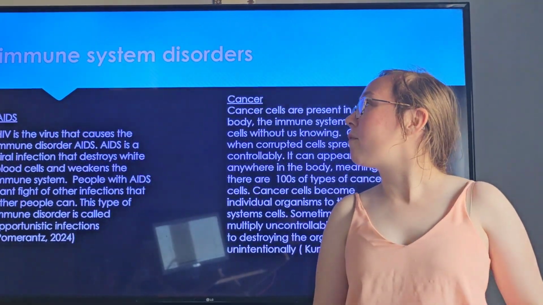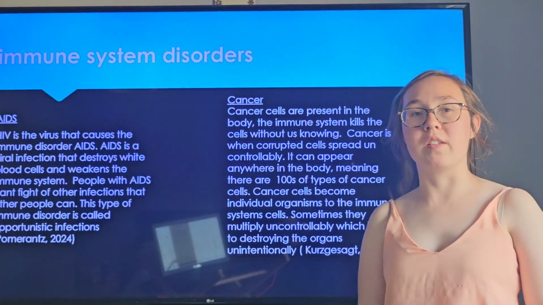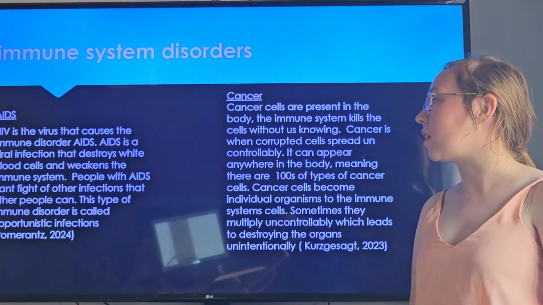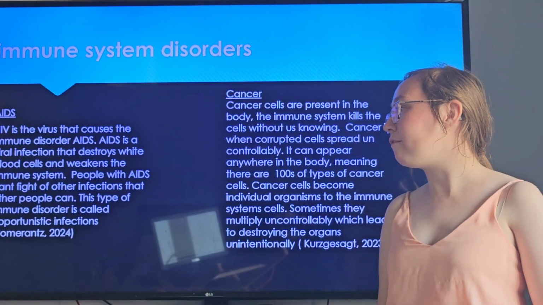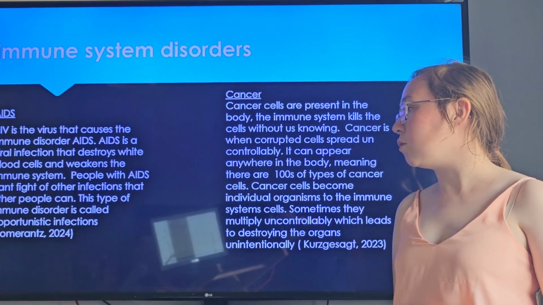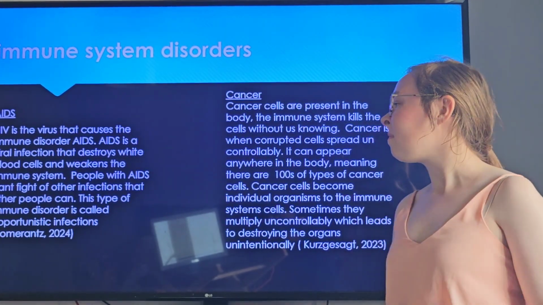Here are two types of immune system disorders. Firstly, AIDS. HIV is the virus that causes the immune disorder AIDS. AIDS is a viral infection that destroys white blood cells and weakens the immune system. People with AIDS can't fight off other infections that other people can. This type of immune disorder is called opportunistic infections.